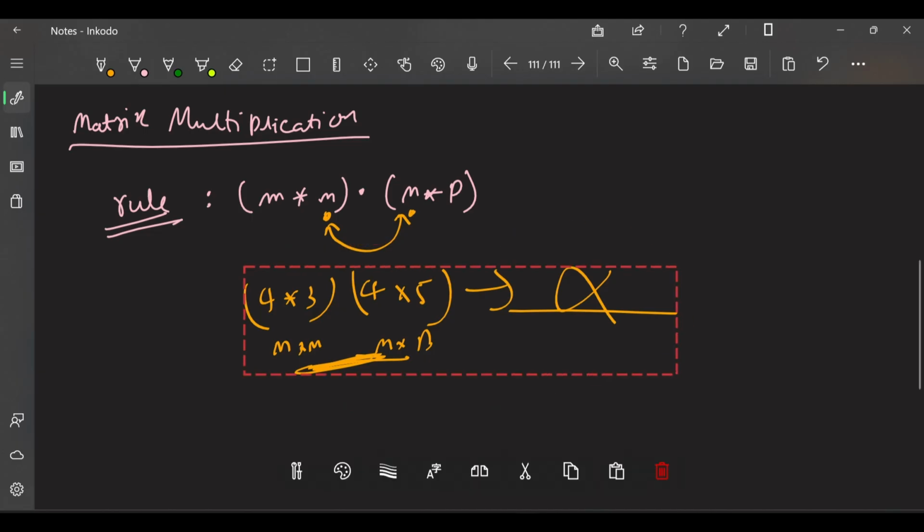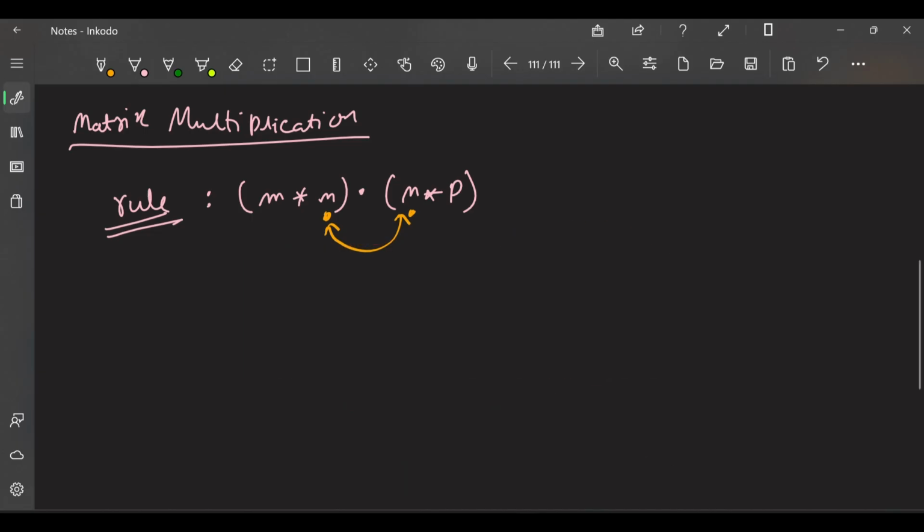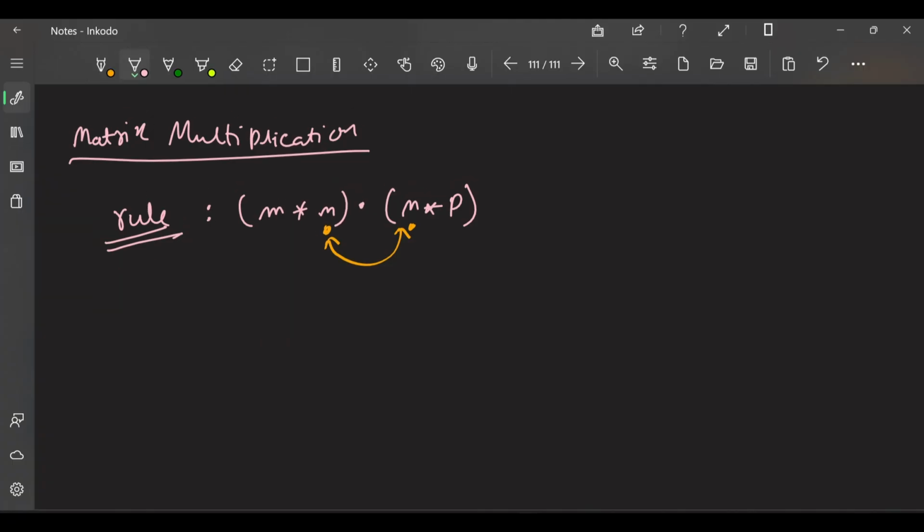Okay. So here the rule says the output for this matrix will be in the form of M cross P. Okay, so I hope this is clear. This is nothing but your row and column, this is your row and column, and this is your row and column. Okay, so I hope I'm clear with the matrix multiplication rule.